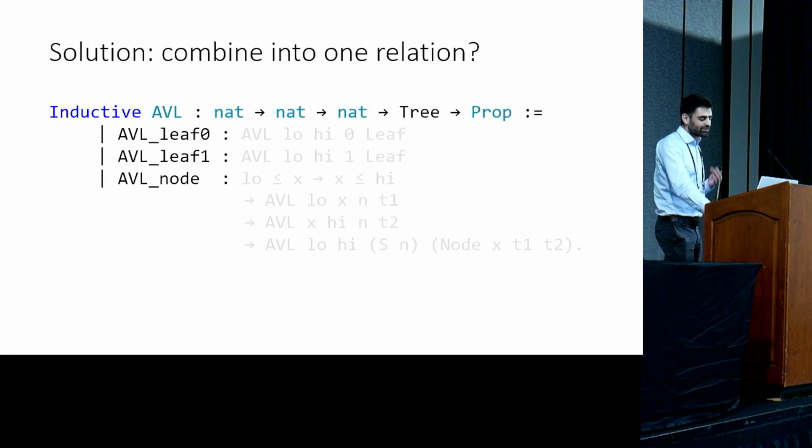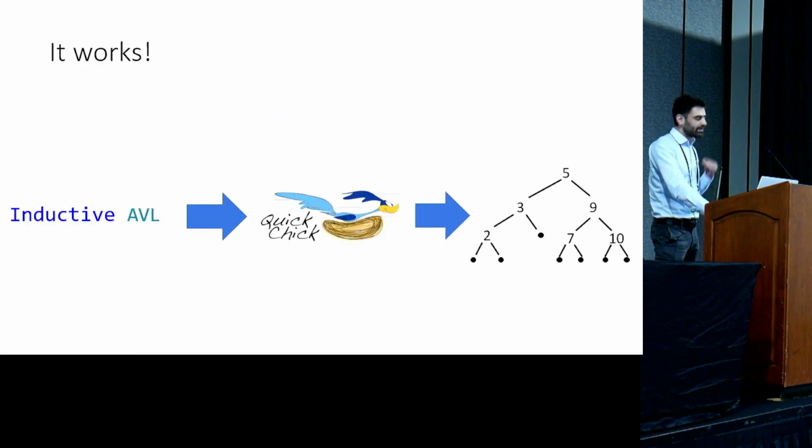But on the other hand, suppose that we had a single relation describing both properties at once. So there's no need to read the grayed out part yet. But an AVL tree is a tree that's both balanced and ordered. And here I have this AVL relation parameterized by now a tree and 3 numbers, where those first 2 numbers are the bounds from the BST relation, and the third one is the depth from the bal relation. And if I had this single relation describing both properties at once, then I could in fact plug this into QuickChick and generate trees which are both balanced and ordered.